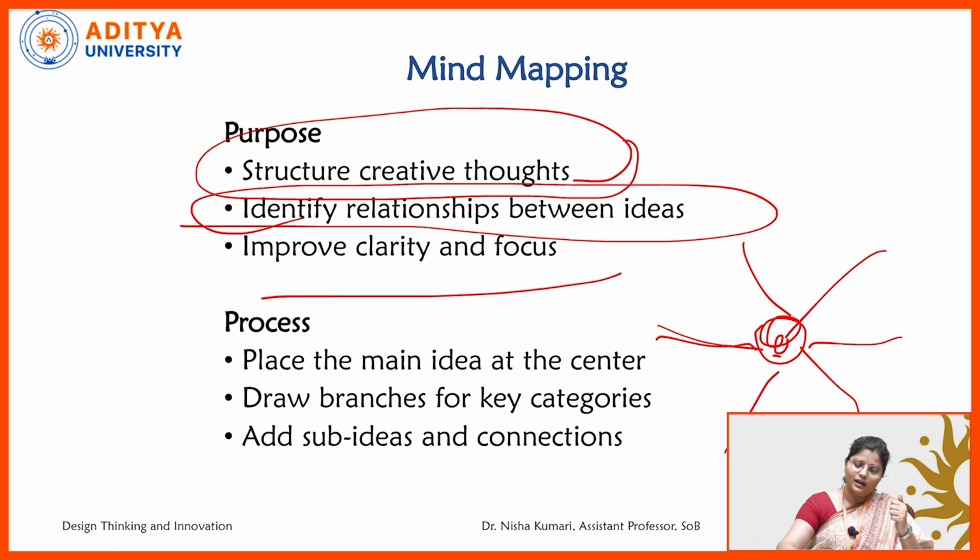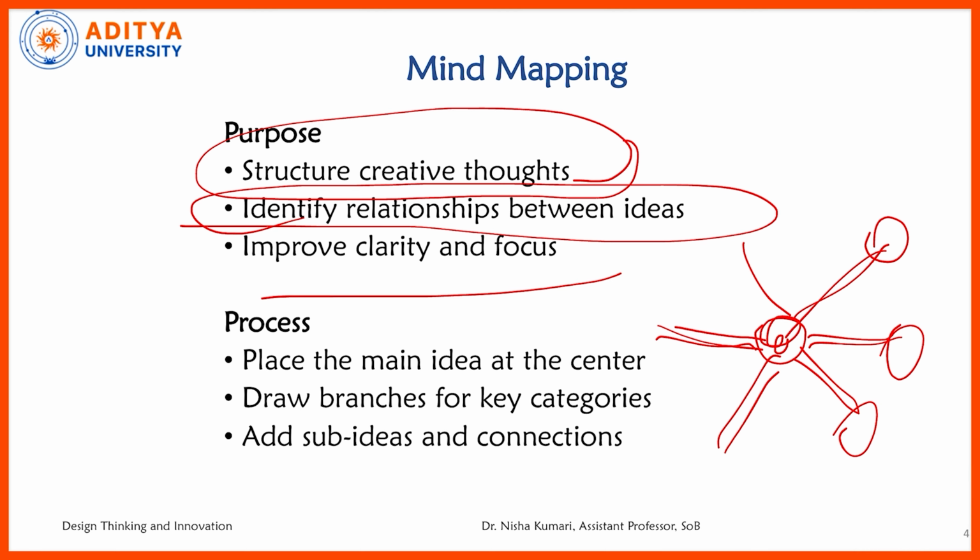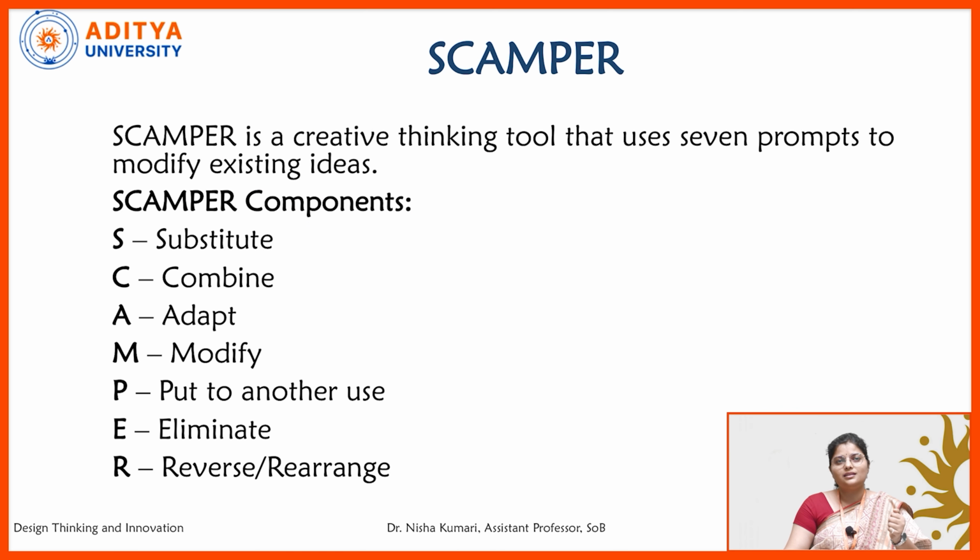So we will connect all those things, and we are going to add the sub ideas or the connections to these particular branches. So in mind mapping, we are able to generate the idea by connecting the sub ideas or by connecting the other categories to come up with one particular main core idea. Third one is Scamper.